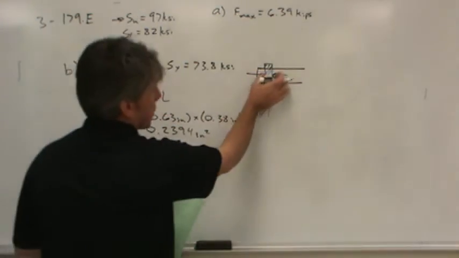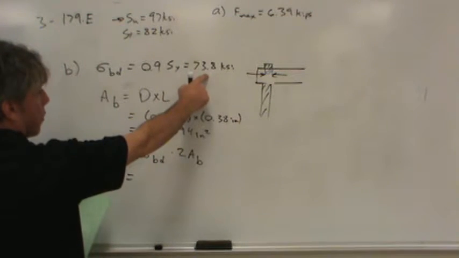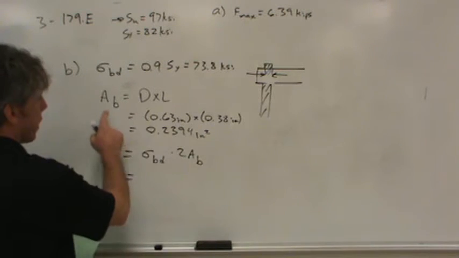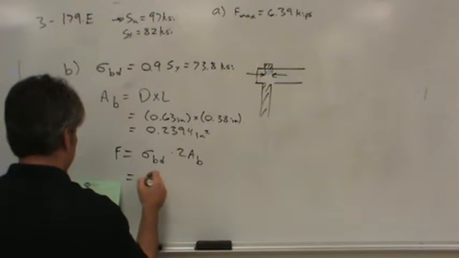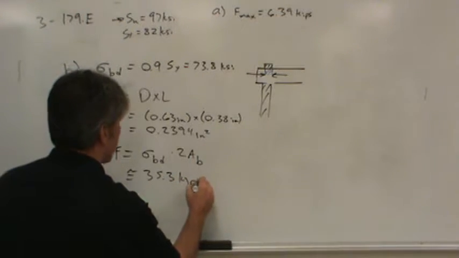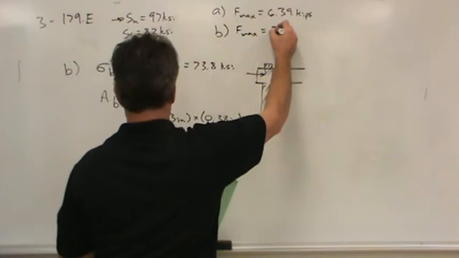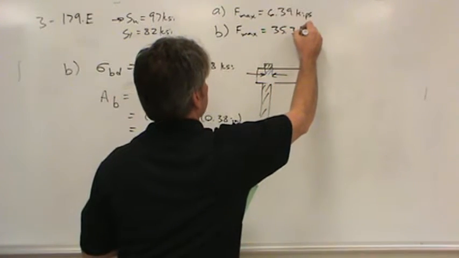So it's like the length is twice as much. Okay. Anyway, the stress is here, 73.8 KSI. The area is here. Plug it all into your calculator. This comes out to about 35.3 kips. Let's jot that down up here. F max equals 35.3 kips.